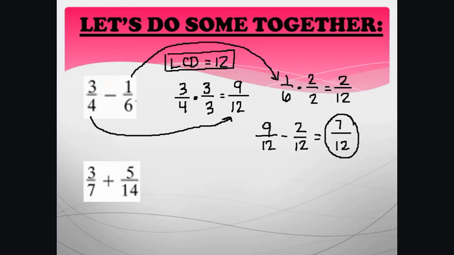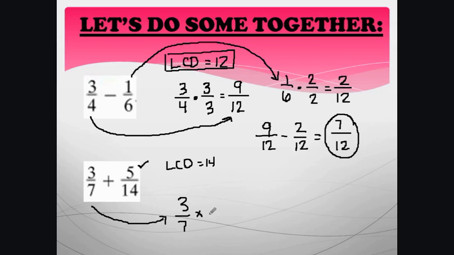Let's take a look at our second example. Since our denominators are not the same, we need to write an equivalent fraction of these fractions so that our denominator is the same. Our least common denominator in this case is 14. So this fraction is going to get to stay the same since our denominator is already 14. But we need to write an equivalent fraction to 3/7.